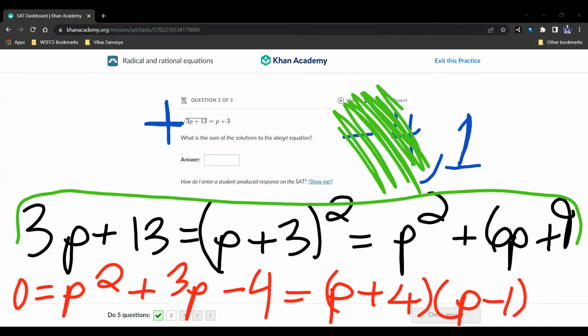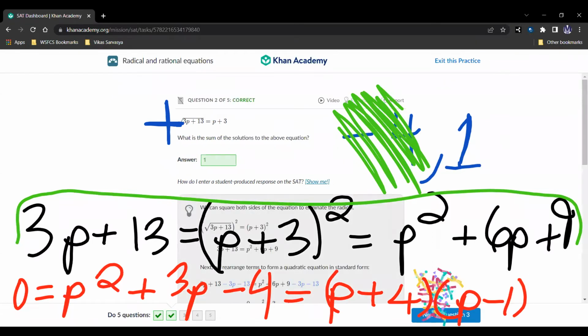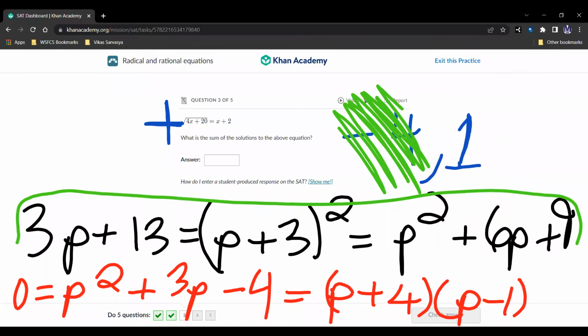But now you can try 1. You plug in 1 and you get the square root of 16 equals 4, which is correct. So the answer is just 1. The sum of 1 is just 1, and that is our answer. Let's move on. All right, next question.